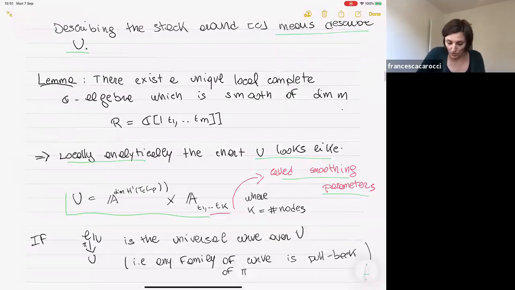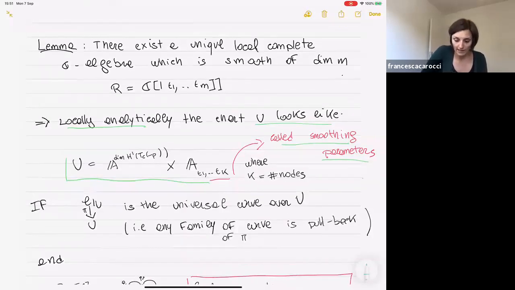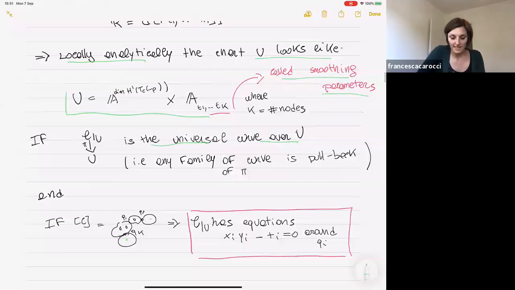And essentially, this is what I already said before. If we now look at the universal curve over this chart U, which means that family of curves such that any other family is pulled back from this one, then if C has nodes Q1, Q2, up to Qk, our curve around these points has equation xy minus t_i equals 0.